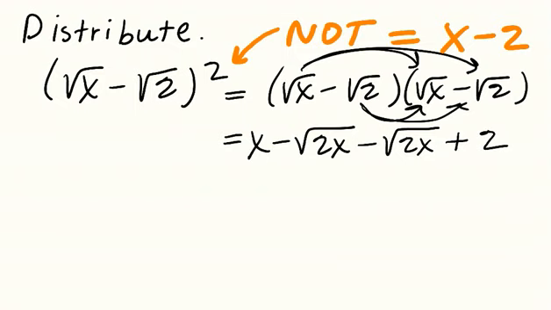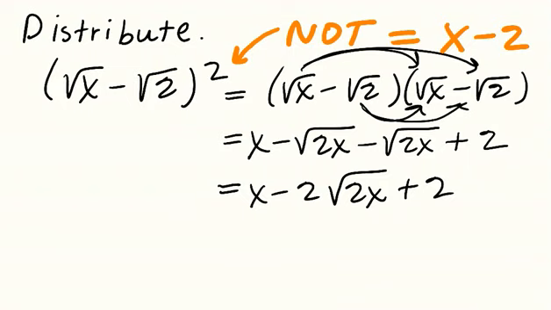Okay, and then combining like terms, I've got x minus 2 of these square roots, and then add 2 at the end. Okay, don't forget that middle term whenever you are asked to do this.